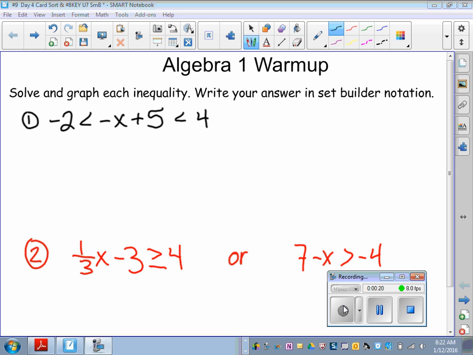For both of these, it's called a compound inequality, but which type is number 1? It's an and, good. So when we're solving number 1, we are trying to get x by itself. What would be my first step to get x by itself? Subtract 5. I saw a lot of people first added 2, and then you got 0 is less than negative x plus 7, which is less than 4, and then you guys were kind of stuck there.